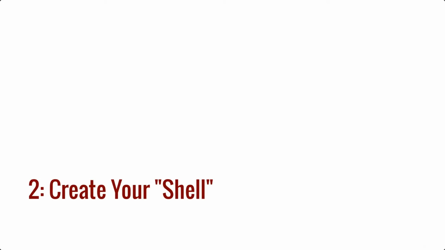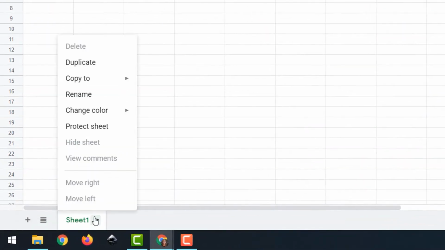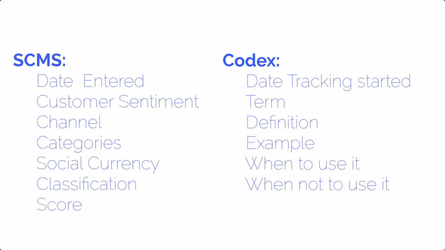Next, open a brand new spreadsheet that includes 2 sheets on it. This is going to be the social currency metric system itself. Label the first one SCMS and label the second one Codex. We have headers for how you should set up the sheets here, and we also included a template in the link down below.